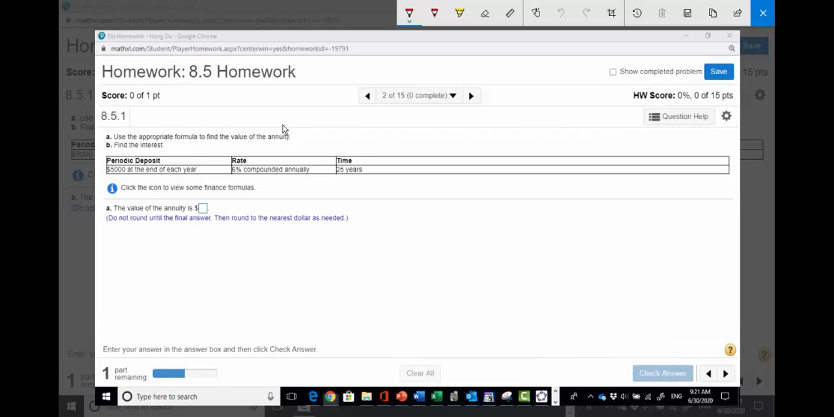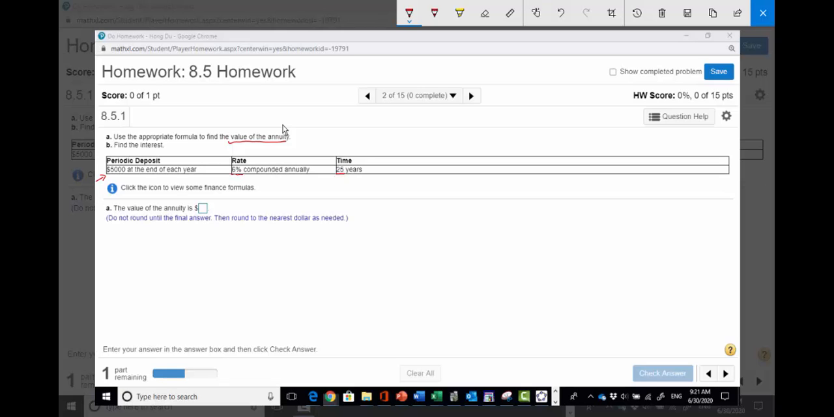In this problem, we're going to calculate the value of an annuity. This particular annuity involves $5,000 deposited at the end of each year for 25 years. The interest rate is 6%. In order to find the value of the annuity, we're going to need a formula.